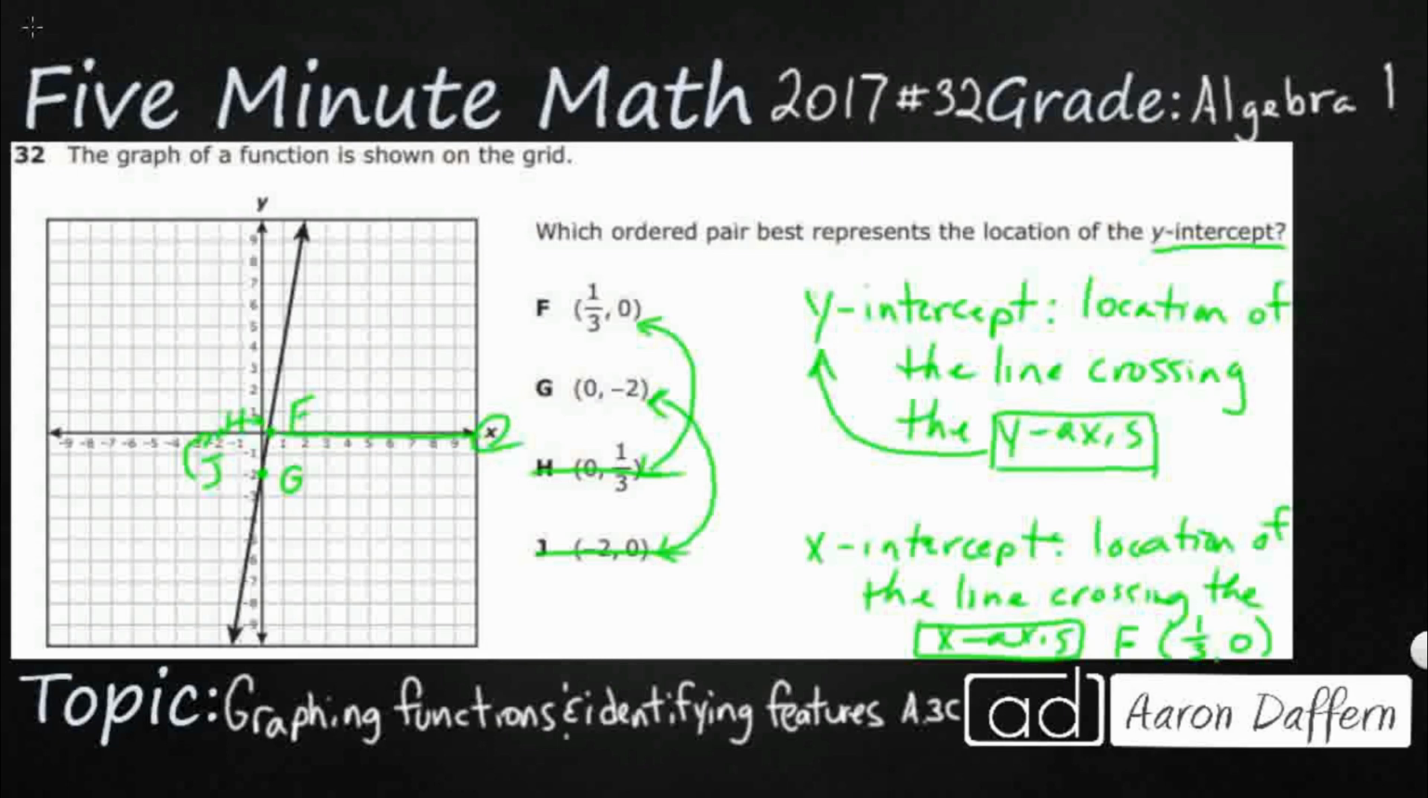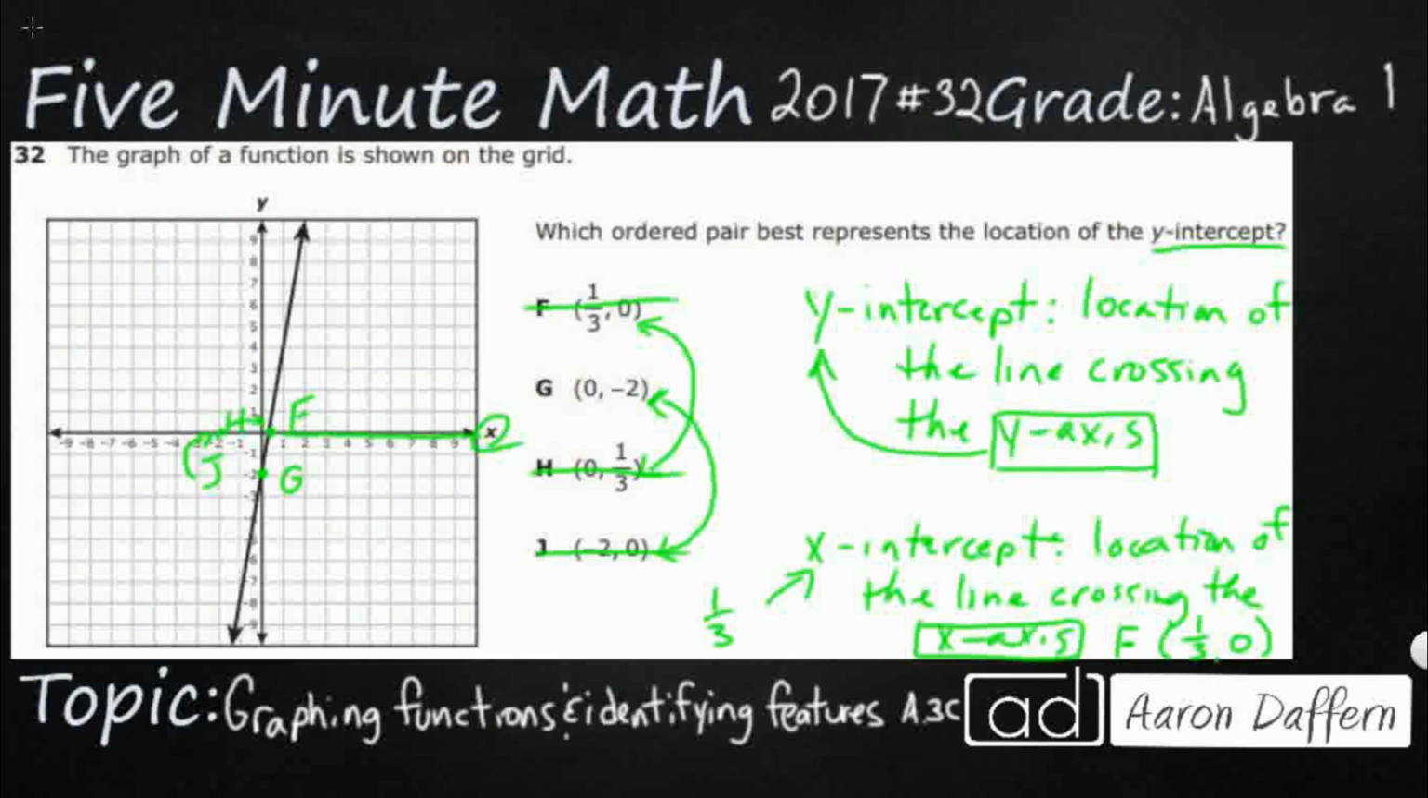But a lot of times what we'll do is we'll just do shorthand. And we'll just say, you know what, my x-intercept is 1/3. We won't put the full ordered pair because we know that the y value's got to be 0. But we're not looking for that. We're looking for the y-intercept here.